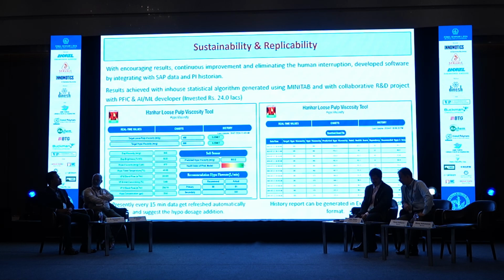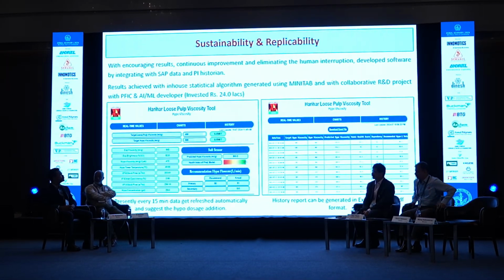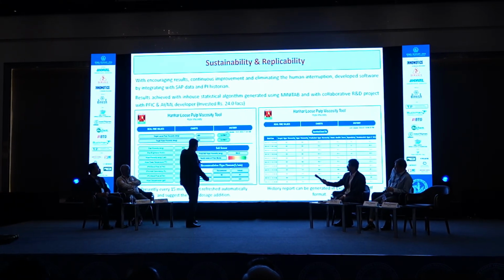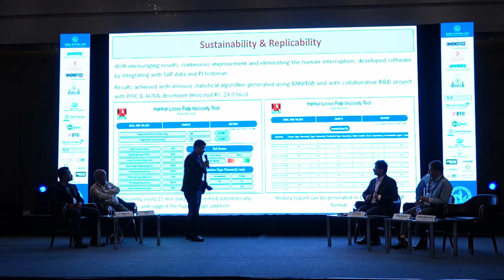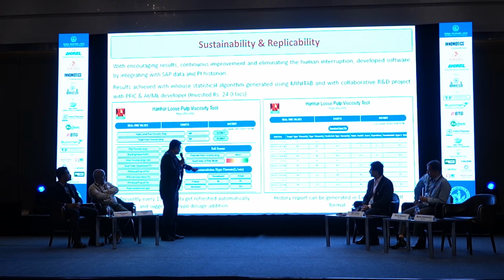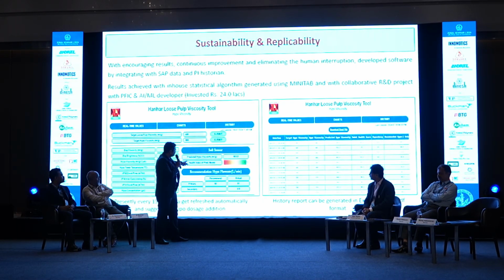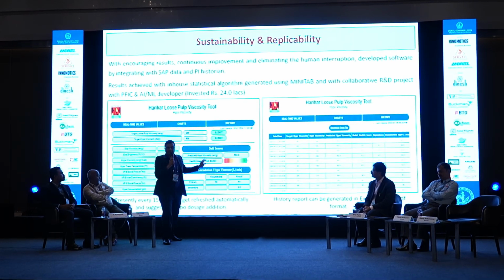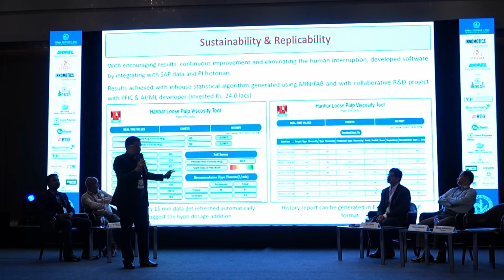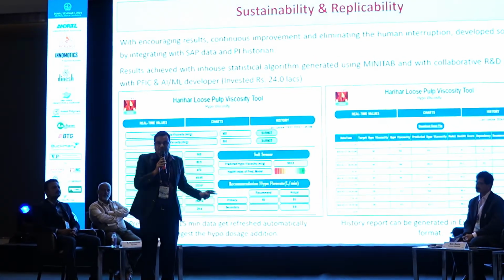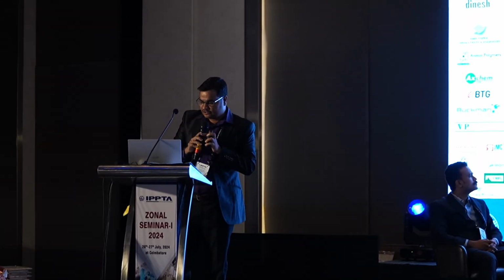This model also shows the accuracy level. It recommends 50 liters per minute of hypo, and the actual dosage is 51. So it shows the prediction of our AI/ML model and how it works. We can collect the data from this model and save it in Excel and PDF, and this data helps us see how the AI/ML model is working.